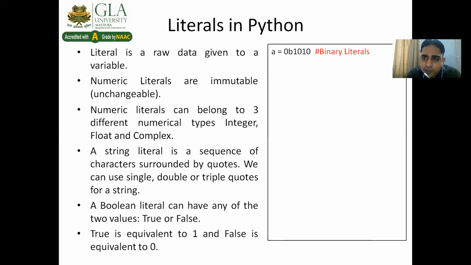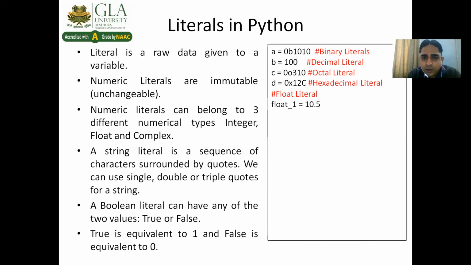You can even give a binary value to a variable. Your binary value should start with 0b. You can give a decimal value directly. You can give an octal value, which should start with 0o. You can give a hexadecimal value, which should start with 0x, and so on, right? For a float variable, it must have a point in between. Or we can have 1.5e2, so it can be like that as well. For a complex variable, we have to give the imaginary part, and the imaginary part must contain j.